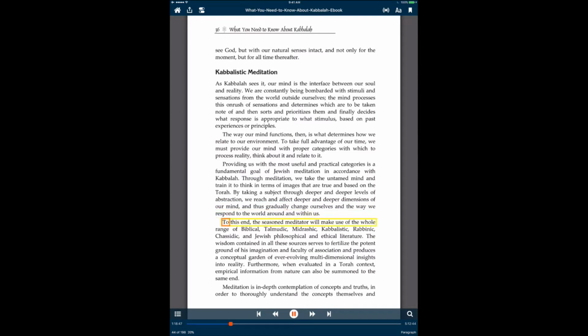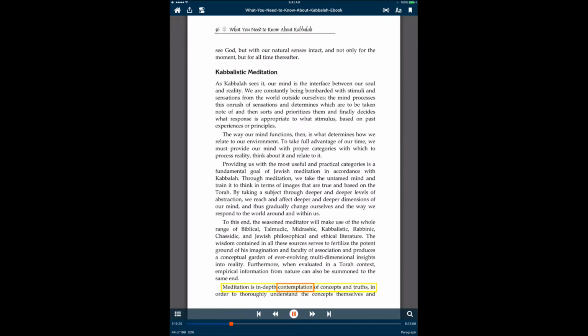To this end, the seasoned meditator will make use of the whole range of biblical, Talmudic, Midrashic, Kabbalistic, Rabbinic, Chassidic, and Jewish philosophical and ethical literature. The wisdom contained in all these sources serves to fertilize the potent ground of his imagination and faculty of association and produces a conceptual garden of ever-evolving multidimensional insights into reality. Furthermore, when evaluated in a Torah context, empirical information from nature can also be summoned to the same end.